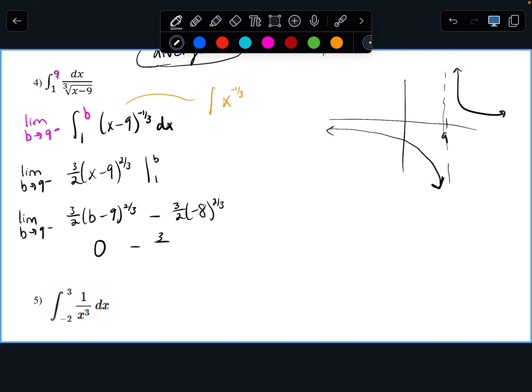4 times 3/2 times 4, right? So 6. Negative 6. It makes sense because all the area is below the curve. That's how you know. Okay. Any questions on that? Yeah, that's convergent, because it approaches a value.